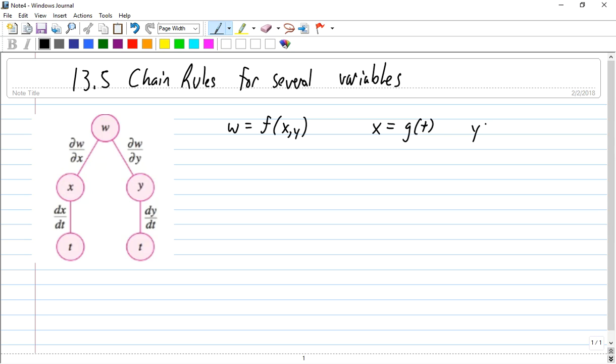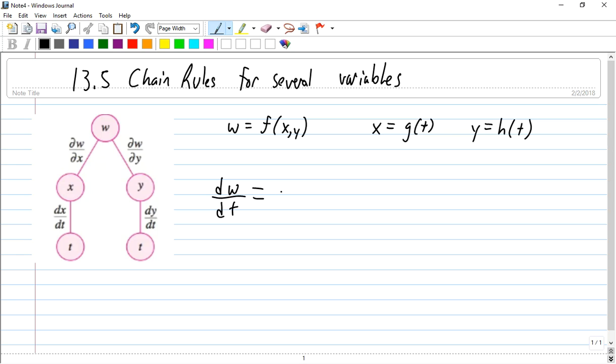And I could see this happening in the real world where you have some big function, and that function is comprised of x and y, which are both dependent on time. Like your x is dependent on time and your y is dependent on time. So then how would you find the derivative of w with respect to time?